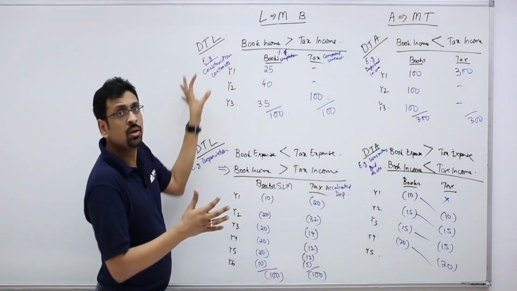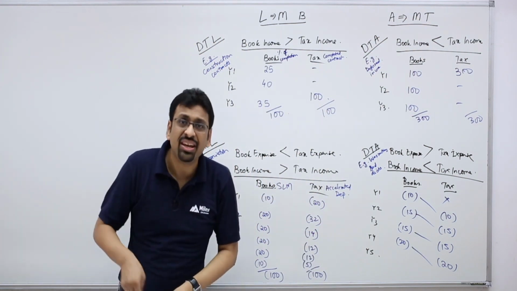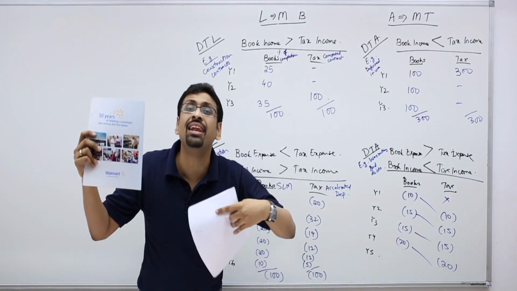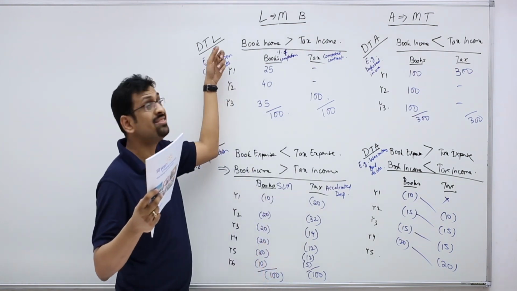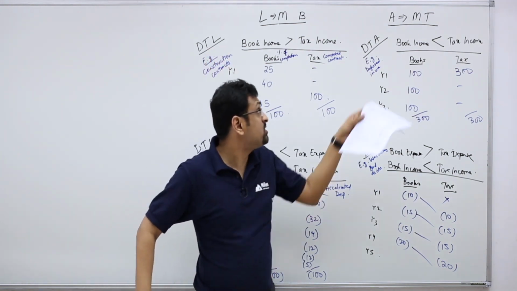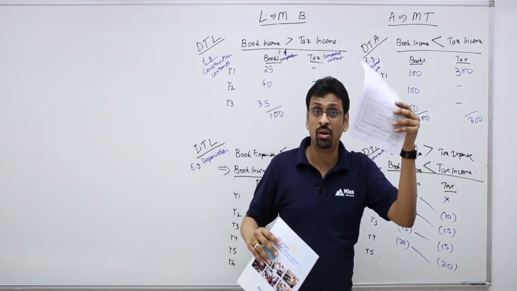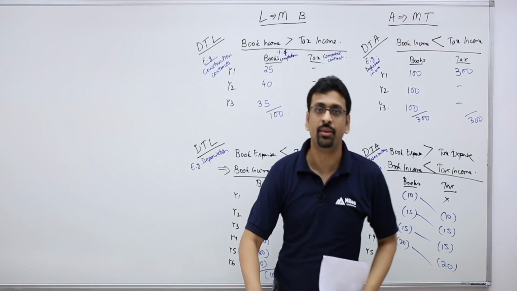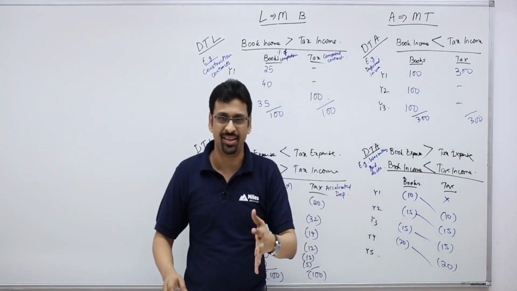In this case, you're earning the money, you're having higher income here, but you're not paying the taxes yet. It's a liability, it's a deferred tax liability. In this case, your tax income is higher. So you've not earned the money, but you're paying out the taxes. You're prepaying the taxes, deferred tax asset.